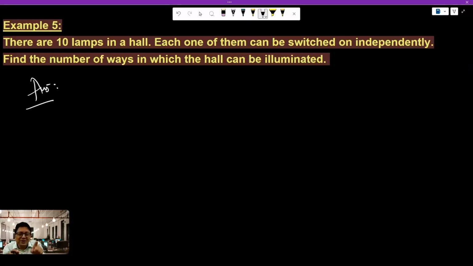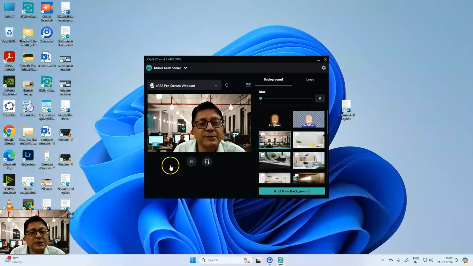So it was illuminated when one light is on, one bulb is on, 2 or 3 or all 10. But it is not illuminated when no lamp is switched on. It will remain dark. Quite obvious. So see how I am solving. As all lamps can be on, or 1 or 2, then you can solve it in this manner.